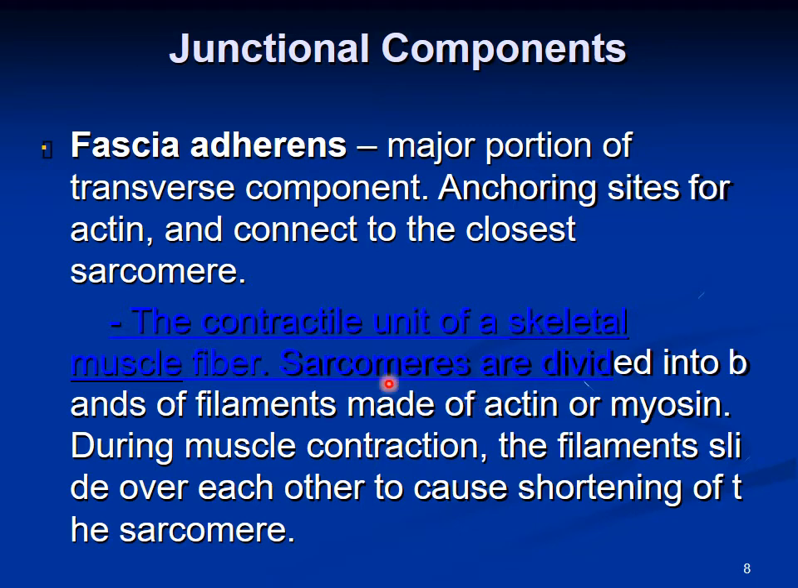This means the sarcomere has two types of filaments, actin and myosin, and due to the presence of actin and myosin filaments, the cardiac muscle cells are striated. Striations are due to the presence of actin and myosin filaments. During muscle contraction, the filaments slide over each other to cause shortening of the sarcomere.